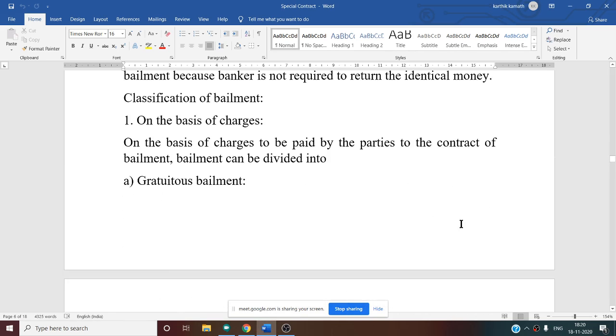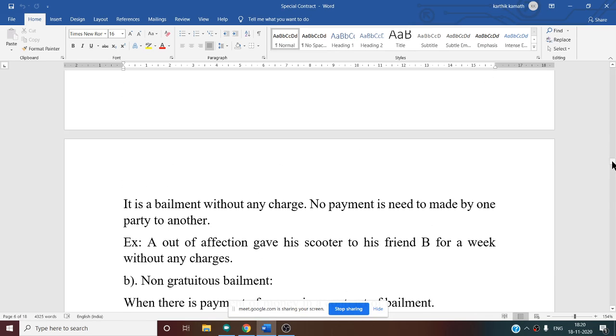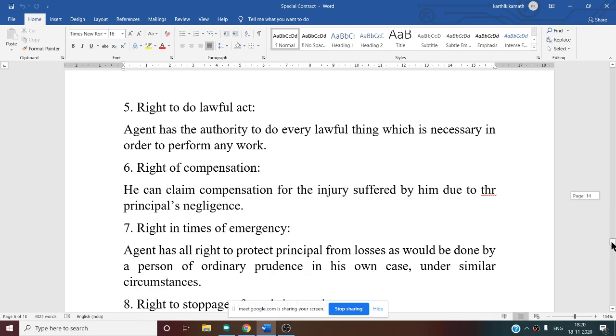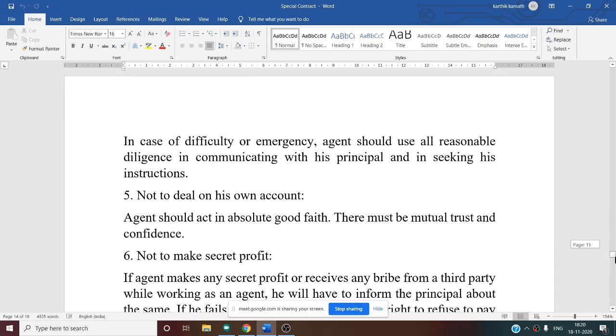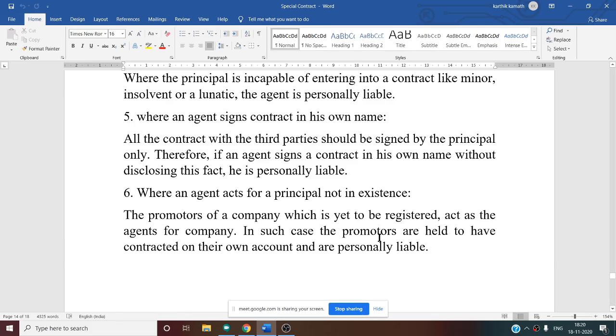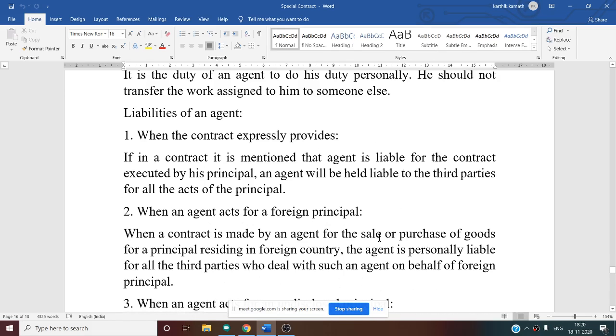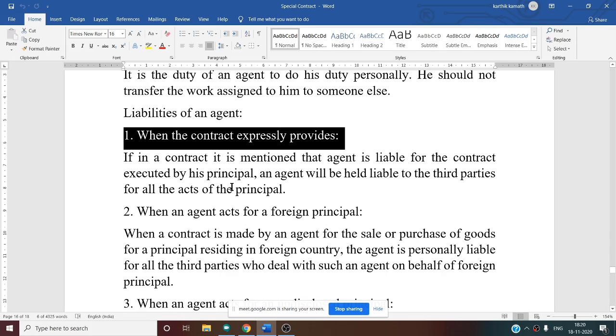Yes. Now under contract of agency, till now we have discussed what you mean by principal, what you mean by agent, what the rights of an agent are, and what the duties of an agent are. Next comes liabilities. Liabilities of an agent. Under that topic, the first point is when the contract expressly provides.